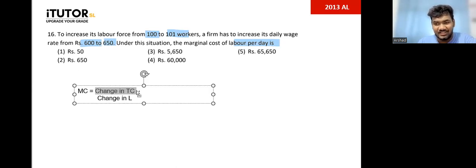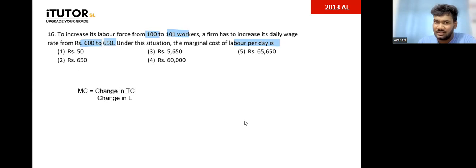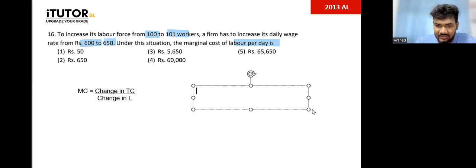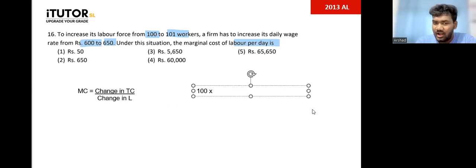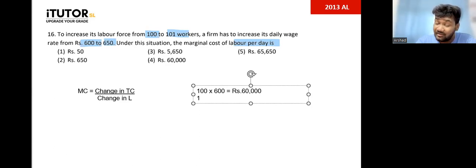What will be the change in total cost? Think, guys, when you have 100 people, you have to pay 600 rupees a day. So how much is your total cost? For 100 people, you're paying 600 rupees a day. So that is a 600 and 2 zeros. That's a 60,000. When you have 101 workers, now they are saying you have to pay 650 a day.